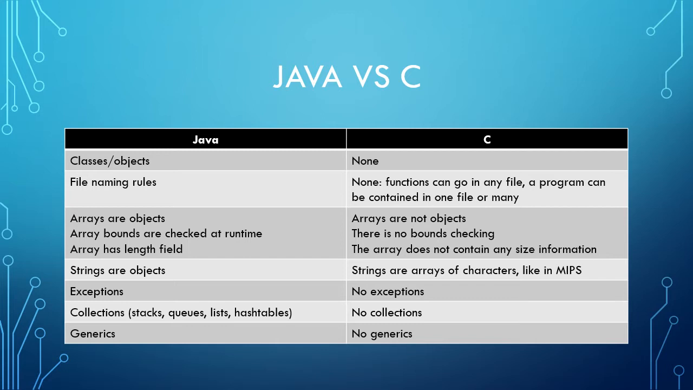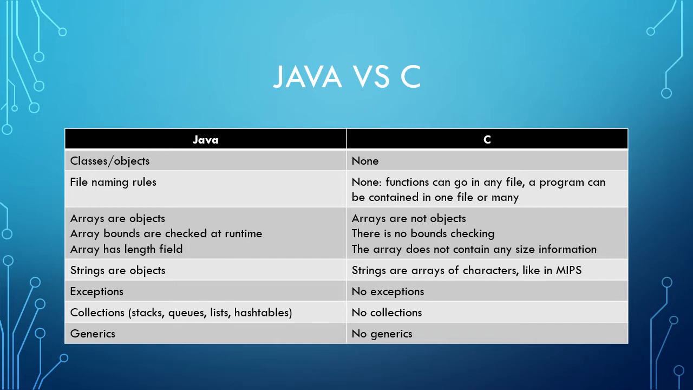Arrays have some similarities and some differences. The basic syntax of using arrays is the same, with our square brackets, and the first element always has subscript 0. But in Java, arrays are objects, and the array has a length field, so you can always check how long your array is. And the array bounds are checked at runtime. So if your subscript gets out of bounds, you get an exception.